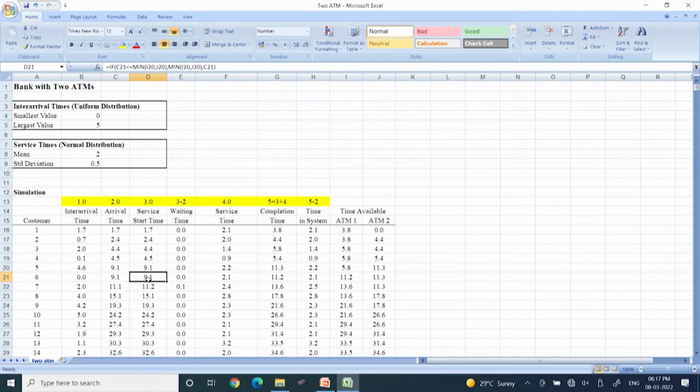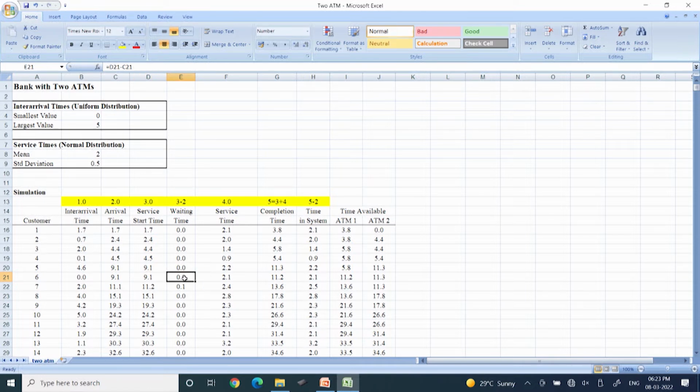Then service start time, here you have to see if C21 is less than or equal to minimum of I20 and J20, then the service start time is minimum of I20 and J20, otherwise C21. Suppose the 6th customer arrives at 9.1 minutes, but the ATM 1 and 2 will be available, ATM 1 is available after 5.8 minutes and ATM 2 is available after 11.3 minutes. Because this 9.1 is greater than 5.8, he will directly enter to get the service.